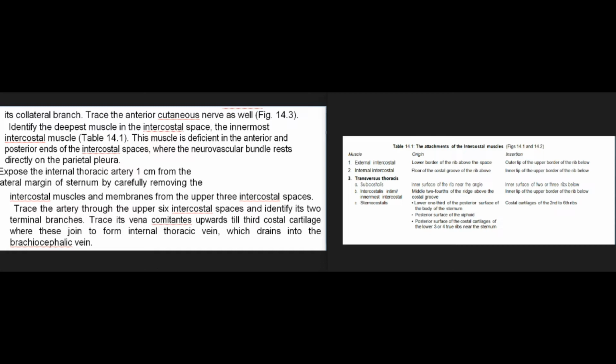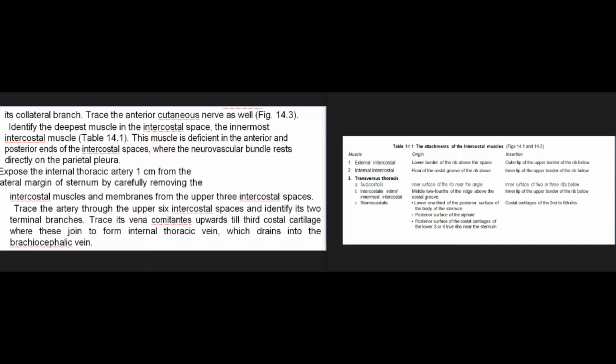Identify the deepest muscle in the intercostal space, the innermost intercostal muscle, Table 14.1. This muscle is deficient in the anterior and posterior ends of the intercostal spaces, where the neurovascular bundle rests directly on the parietal pleura. Expose the internal thoracic artery 1 cm from the lateral margin of the sternum by carefully removing the intercostal muscles and membranes from the upper 3 intercostal spaces.